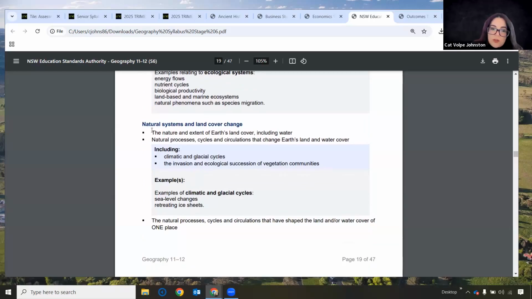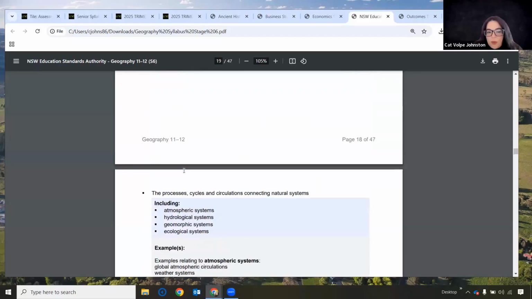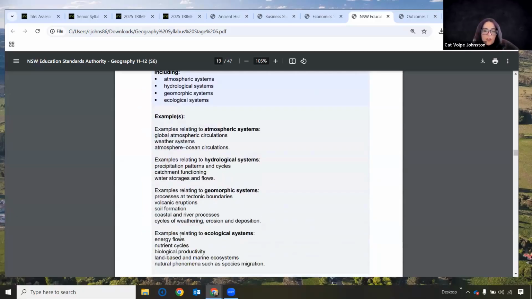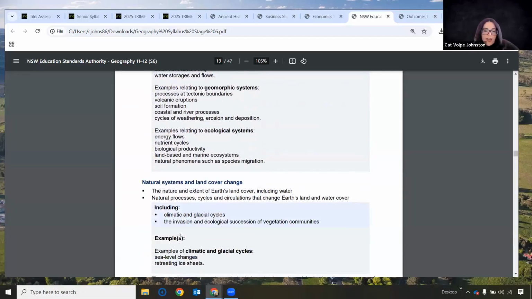So the content areas that you will be focusing on, you'll be copying and pasting that. In terms of what's 4 hours of work, some of these dot points on their own, number one, could be 4 hours of work. So you might just be copying that. Because for 4 hours of work you could look at processes, cycles, and circulations connecting natural systems. In terms of what you should focus on, you have that second topic that you need to be thinking about.